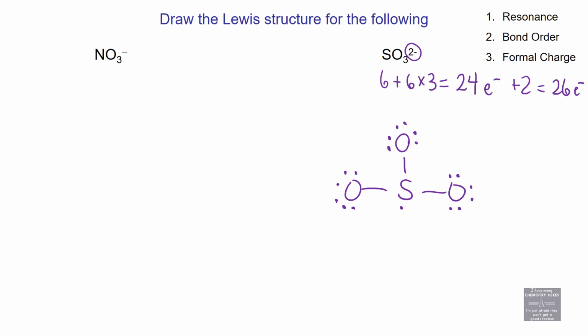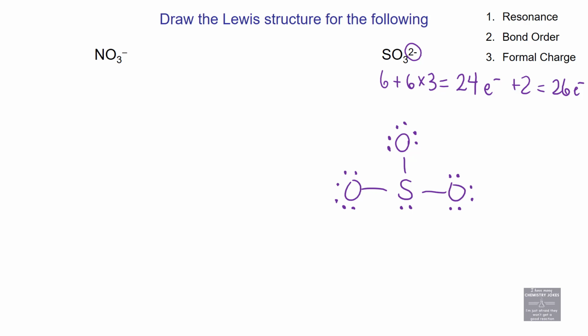Sulfur needs 2 more to have an octet. So 2, 4, 6, 8, 10, 12, 14, 16, 18, 20, 22, 24, 26. Woo woo! 26 electrons have been used. We had 26, we used 26. Whoop whoop!